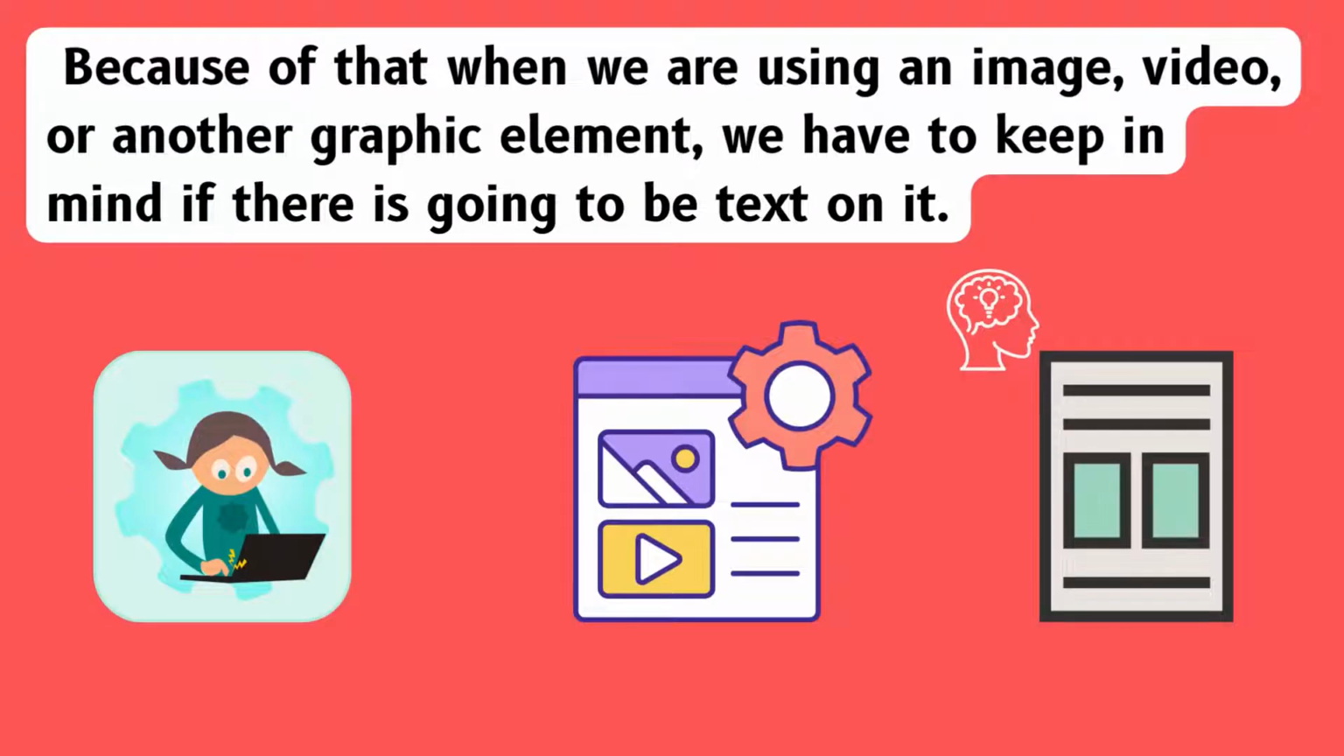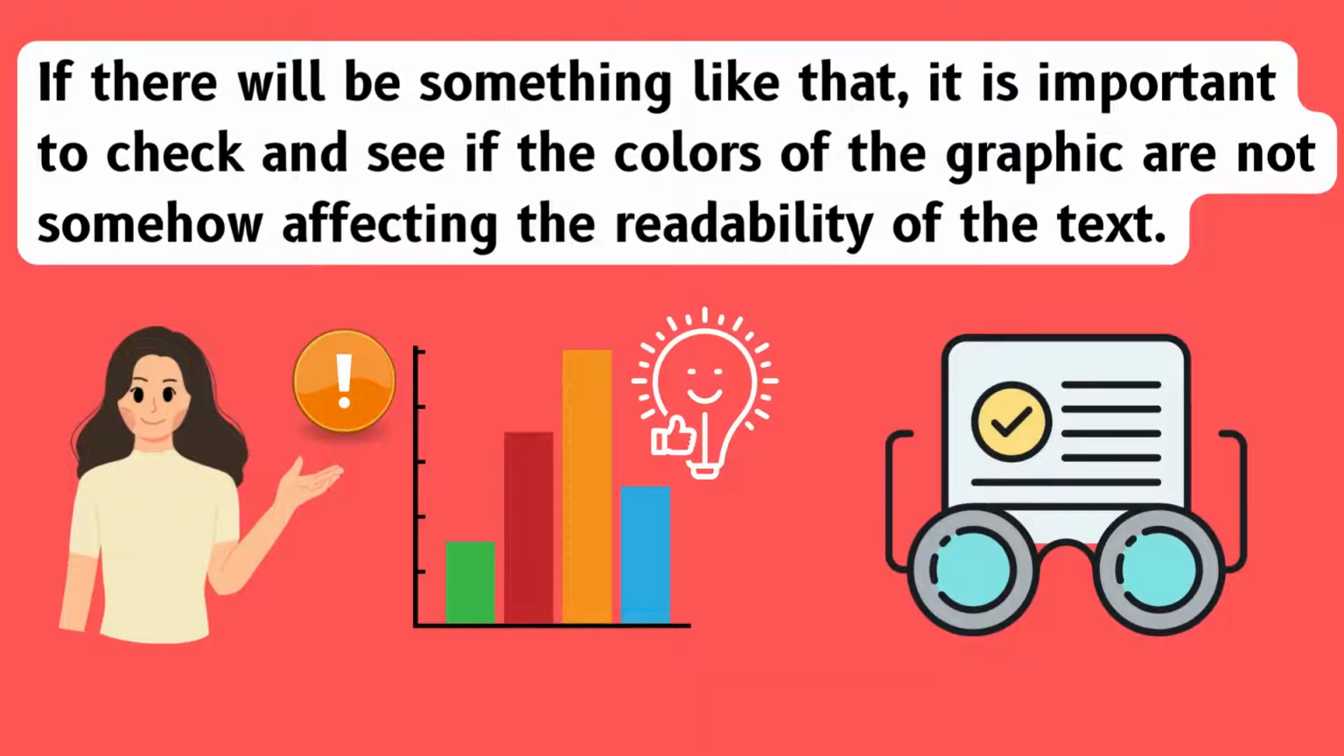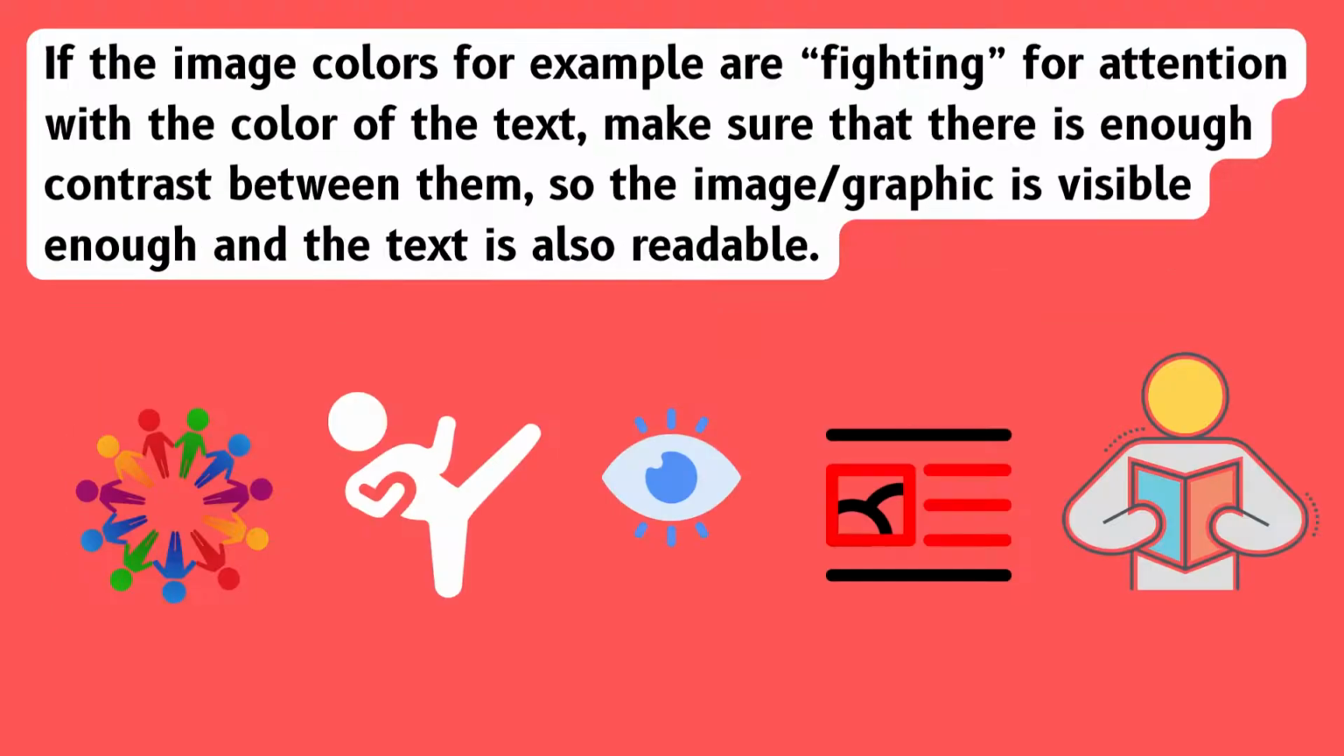Because of that, when we are using an image, video, or another graphic element, we have to keep in mind if there is going to be text on it. If there will be something like that, it is important to check and see if the colors of the graphic are not somehow affecting the readability of the text. If the image colors, for example, are fighting for attention with the color of the text, make sure that there is enough contrast between them, so the image or graphic is visible enough and the text is also readable.